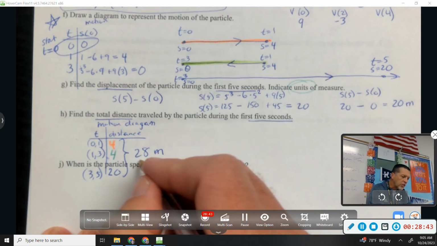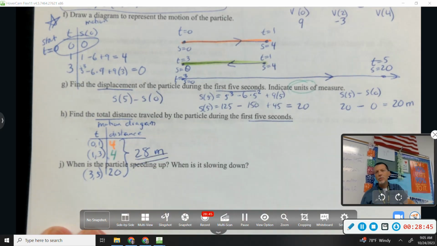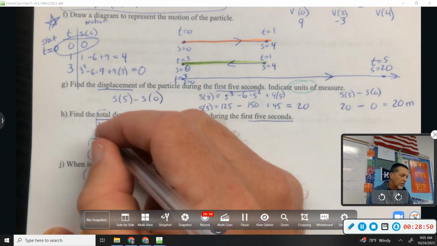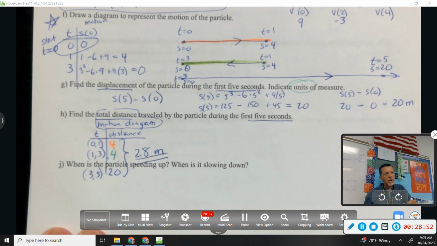But the trick is there's no way to get that 28 unless you break it up into pieces. And so for total distance, at least for now, you almost always need a motion diagram to figure out where did I turn around, and then I can add up my pieces.